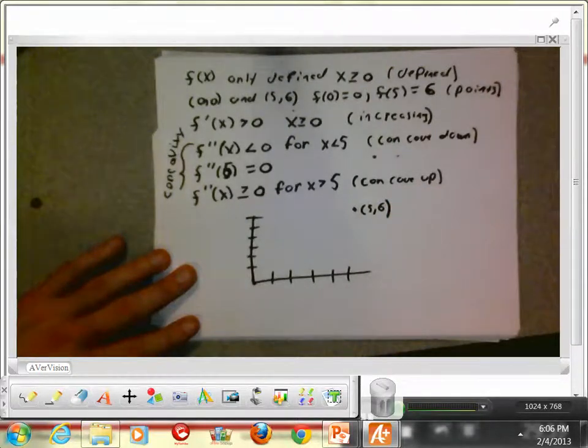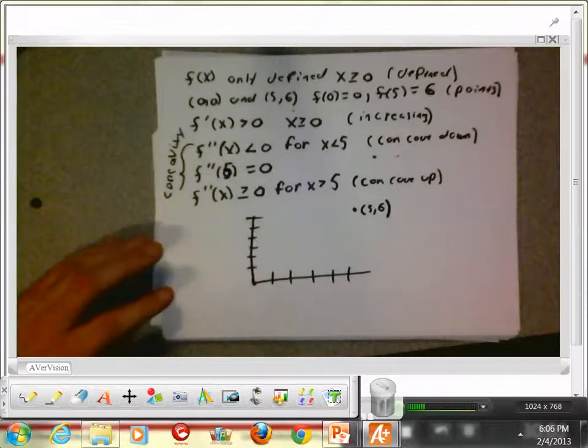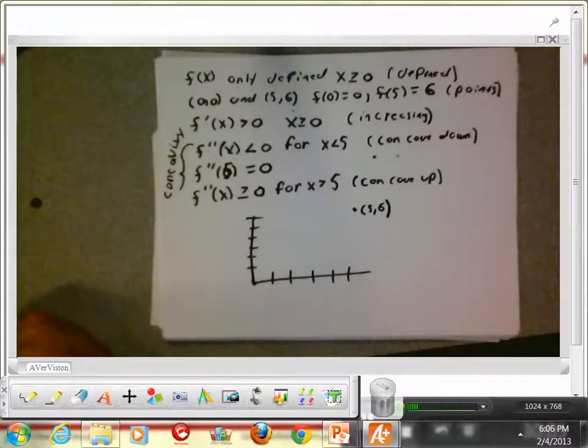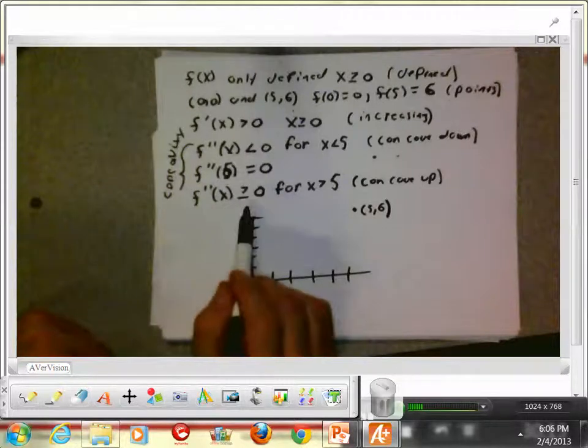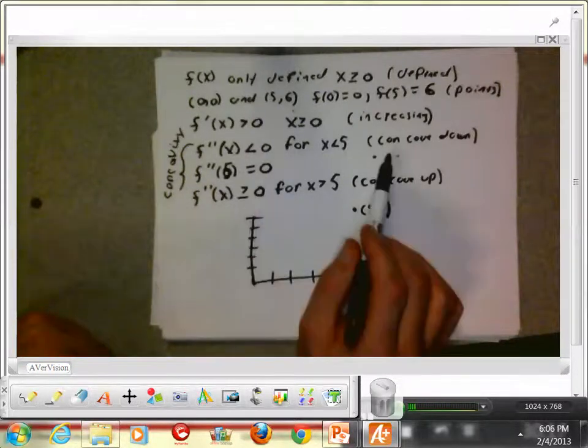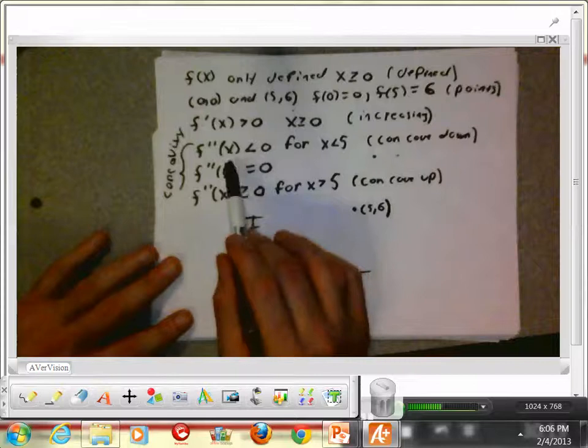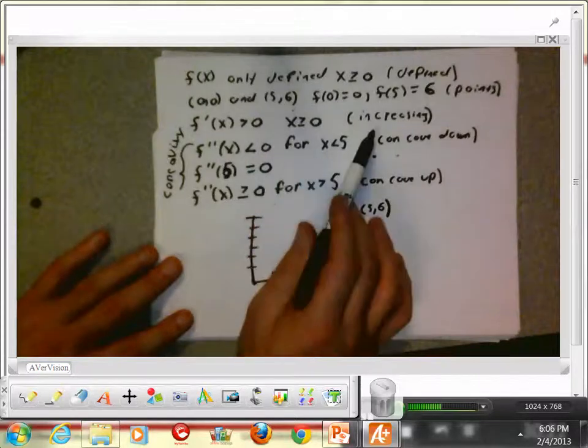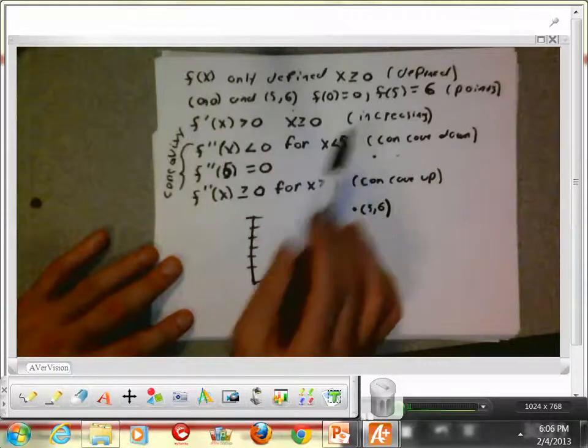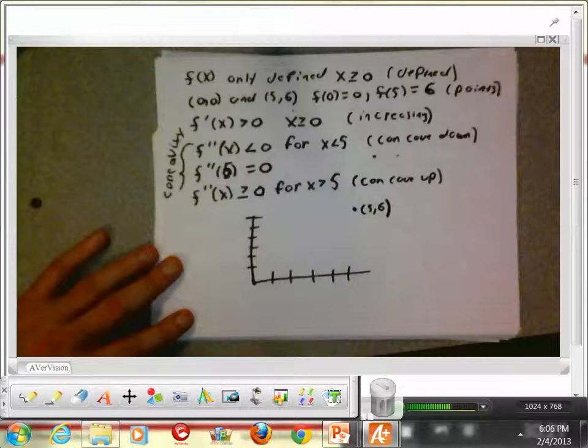Now, what is the function doing between 0 and 5? Is it increasing or decreasing? Increasing. Is it concave up or concave down? So, let me see. If we're greater than 0, okay, you're right, concave down. So, the function is always increasing. The first derivative is always positive, but if we're less than 5, it's concave down.